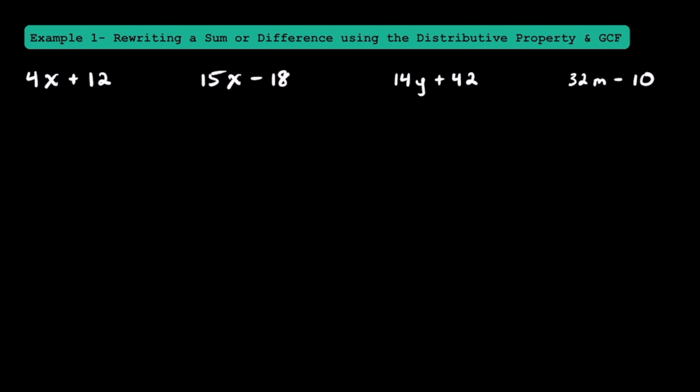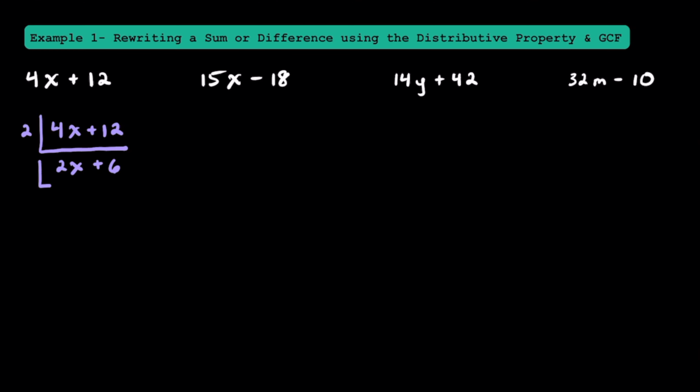Now let's try some with variables. Let's start by looking at this 4x plus 12. Between these two terms, the 4 has an even coefficient and the 12 is an even constant. That means that we could pull out a 2 as a common factor. Writing a 2 here on the side, 2 goes into 4x 2x times, and 2 goes into 12 6 times.